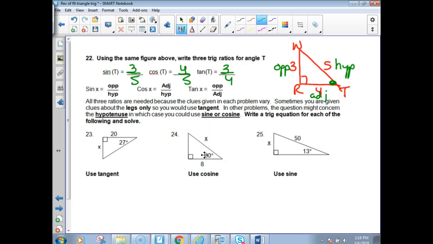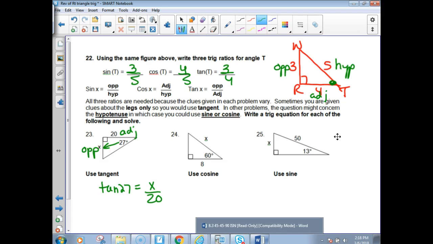Now all three ratios are needed because the clues in some problems vary. Sometimes you're given clues about the legs only, so then you use the tangent. Sometimes you're given questions that concern the hypotenuse, then you would use the sine or the cosine. So we're going to write a trig equation for each. These are telling you which one to use. So this one's going to be the tangent of 27. You come from the 27 and identify which is opposite, which would be the x, and the 20 is adjacent.